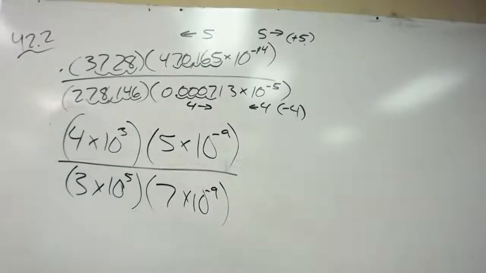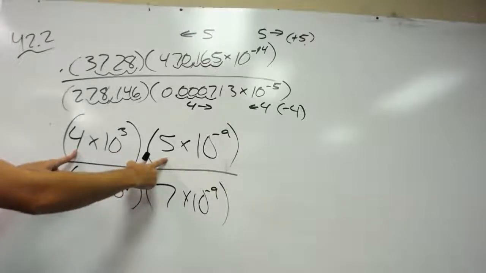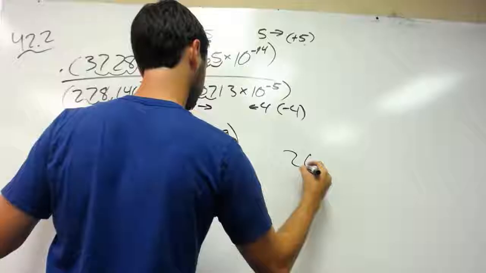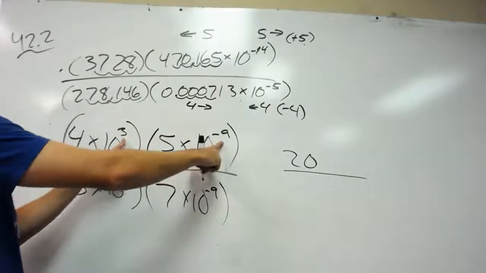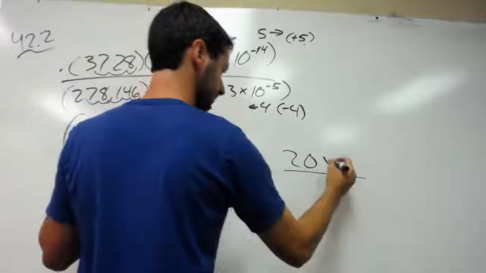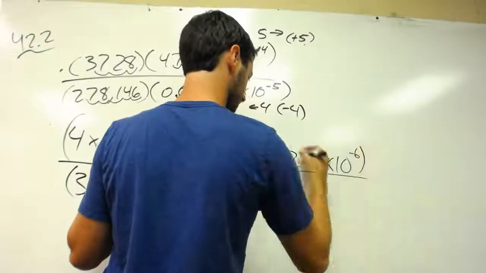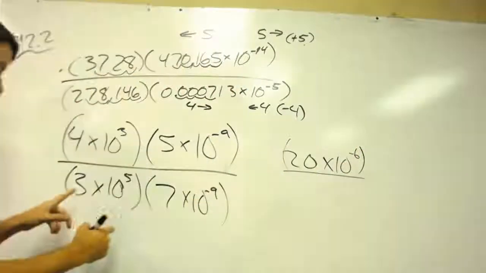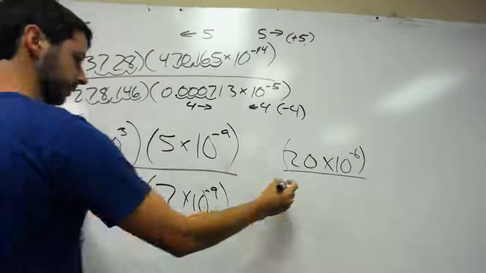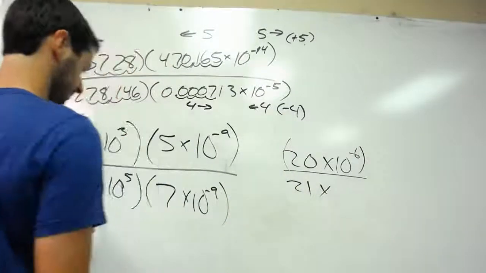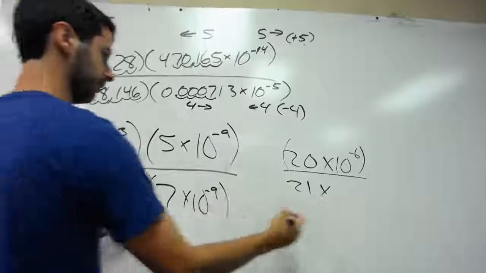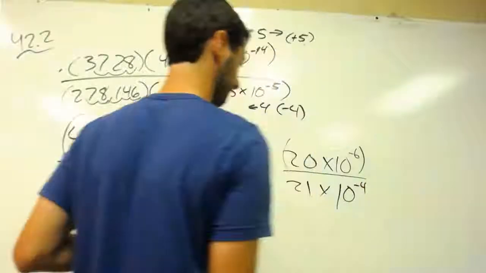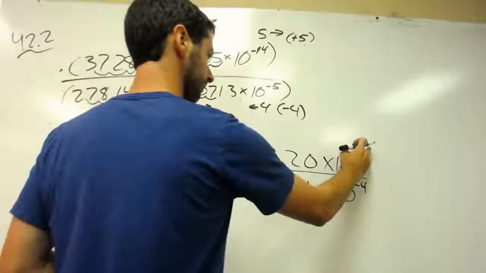And then what we do from here is we're going to multiply the top whole numbers. So 4 times 5 is 20. Add these together. 3 and negative 9 would be 10 to the negative 6th. Then on the bottom we would have 3 times 7, 21, times 5 and negative 9 added together would be negative 4. Don't need the parentheses.